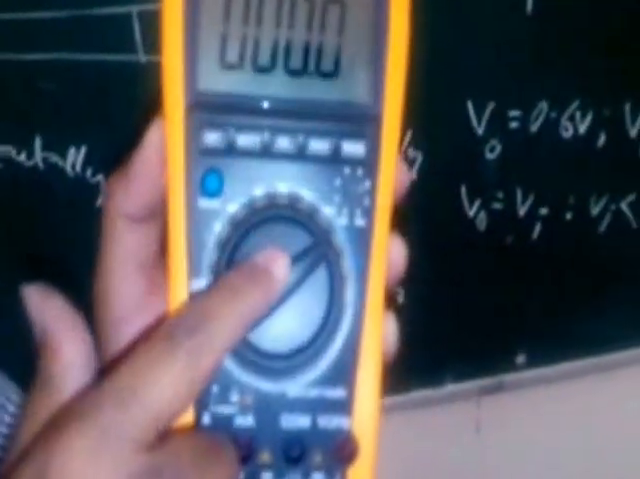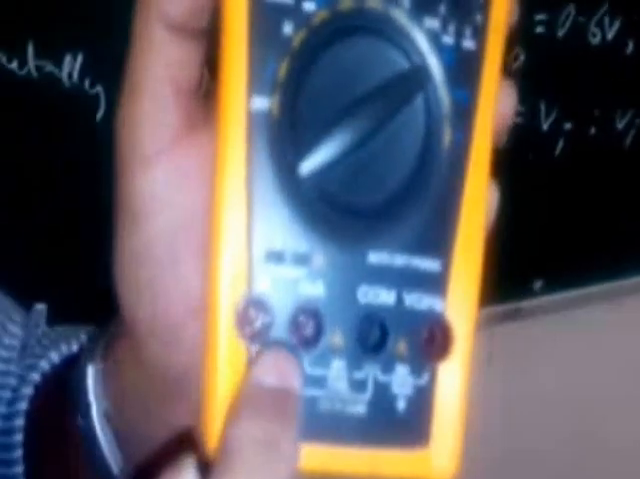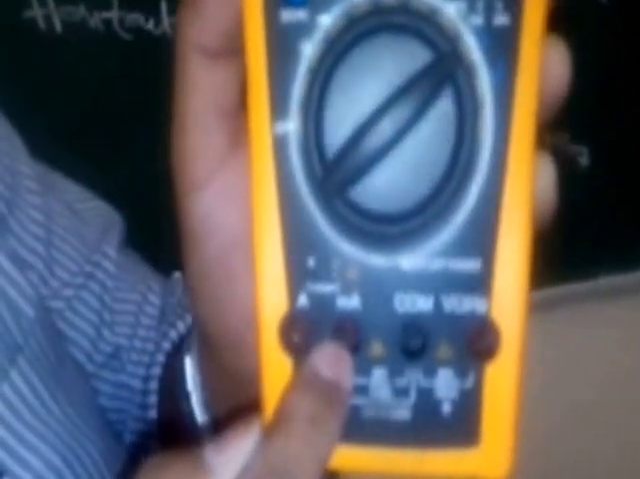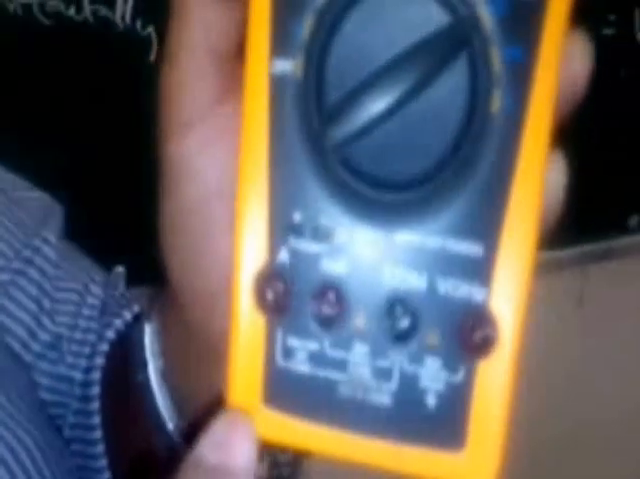While using this as a microammeter or milliammeter, we should keep the positive terminal of the positive probe in this hole, because here milliamps is written, and the negative will automatically go to the common.